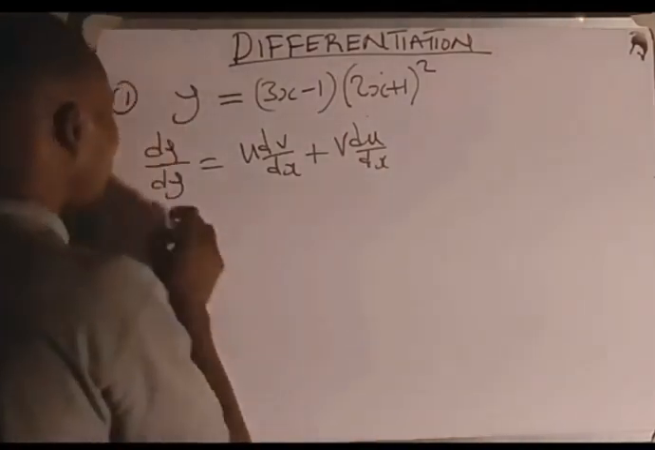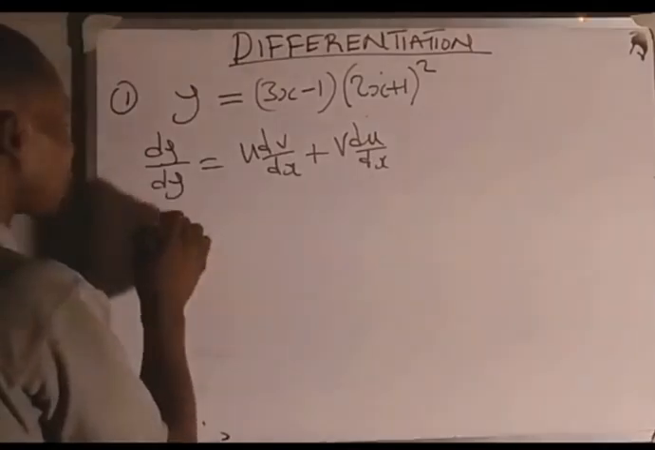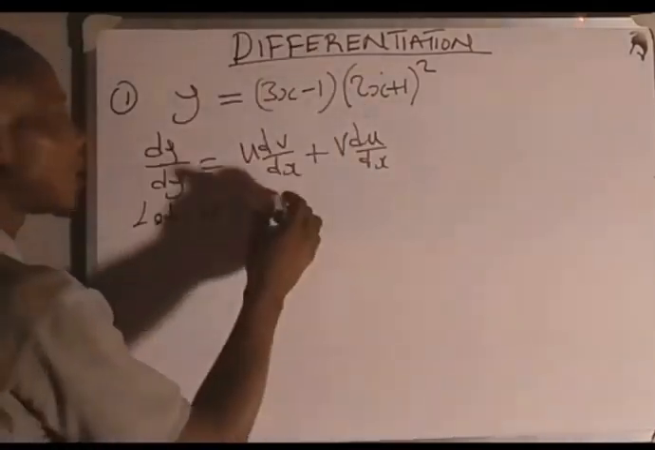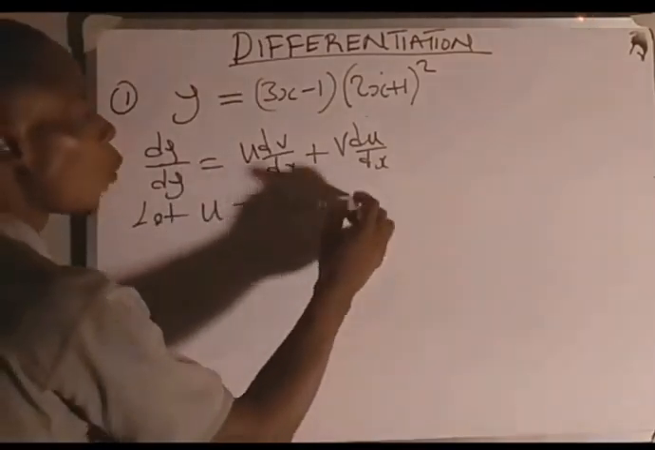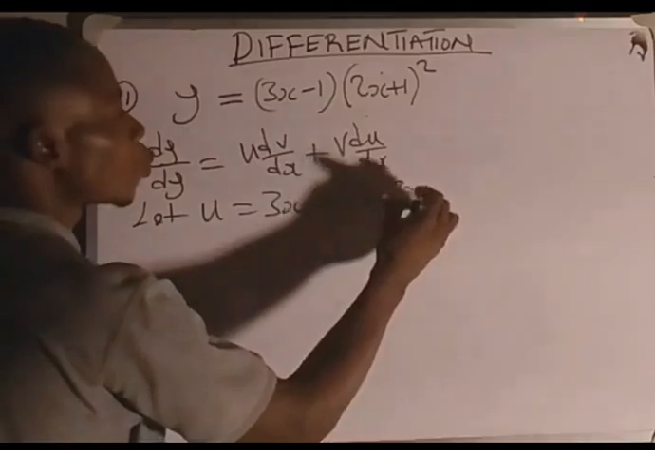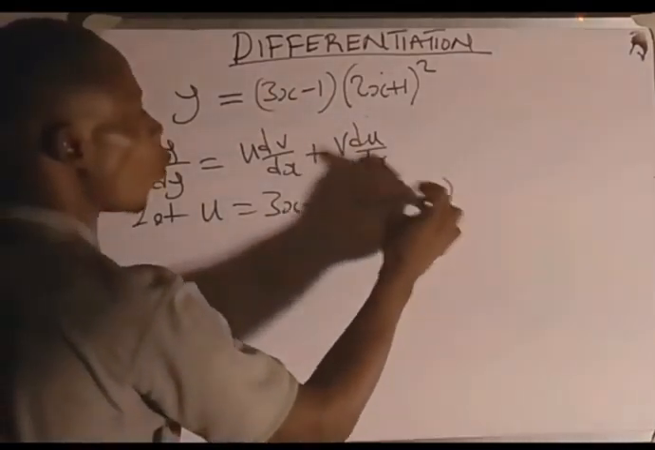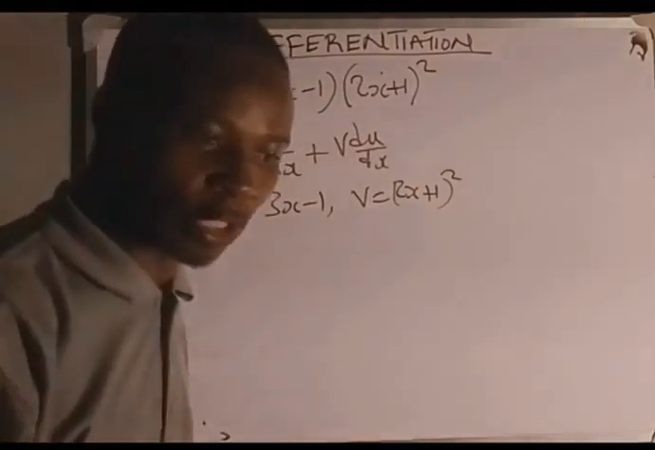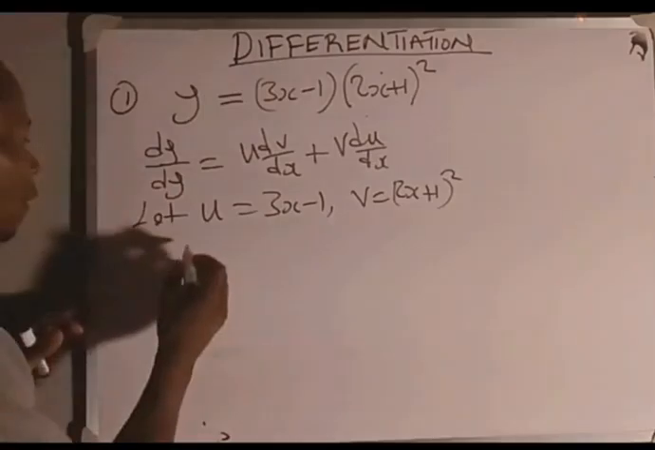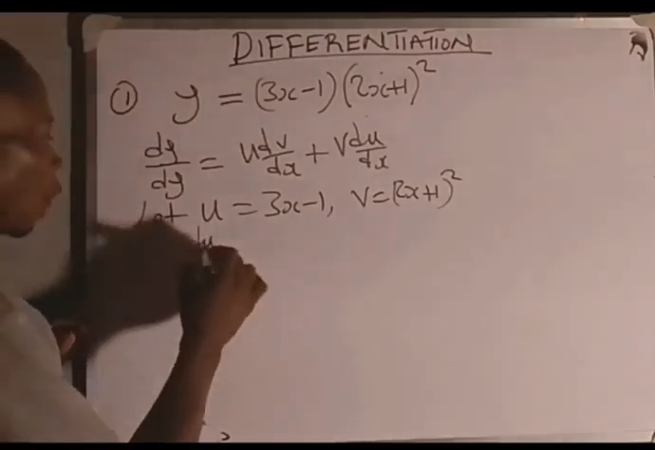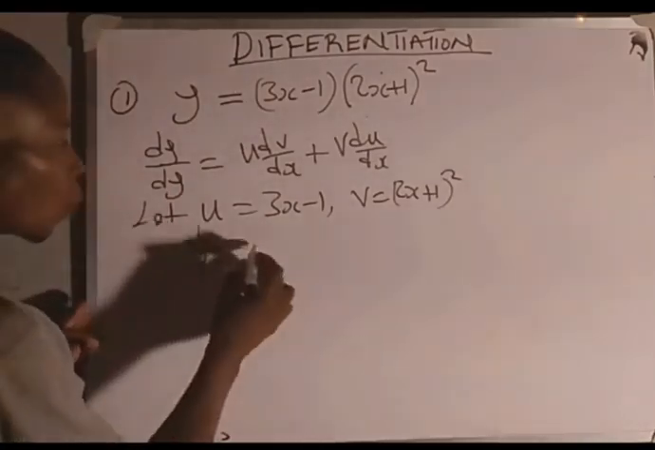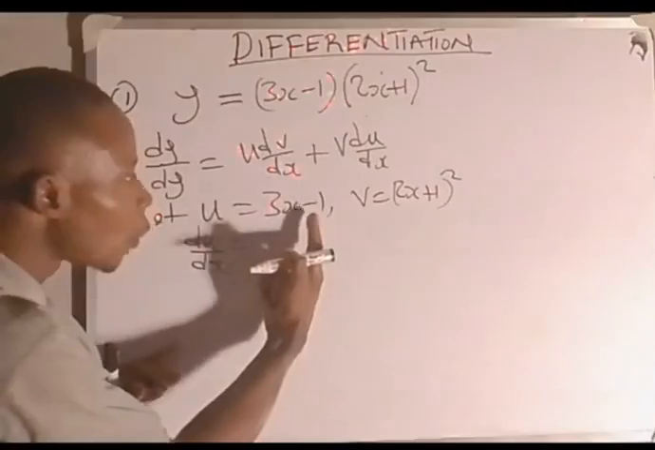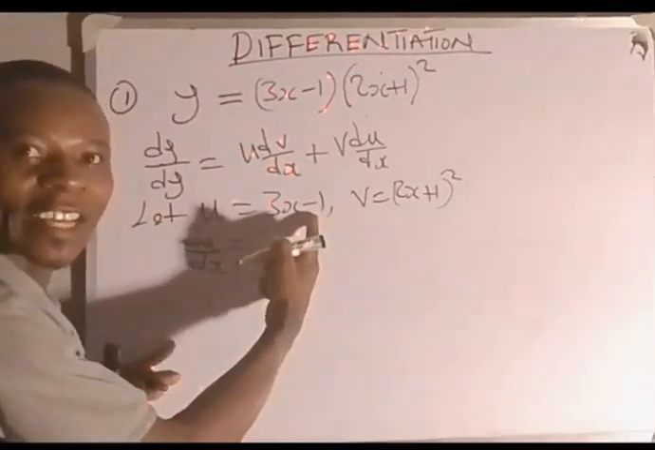We will say that from here, let u be equal to what is inside the first bracket, that is 3x minus 1, while our v will be equal to (2x plus 1) squared. So let's differentiate them before we can substitute in the formula. So we have du over dx is equal to, you differentiate u with respect to x. When you differentiate a constant, the answer is 0.